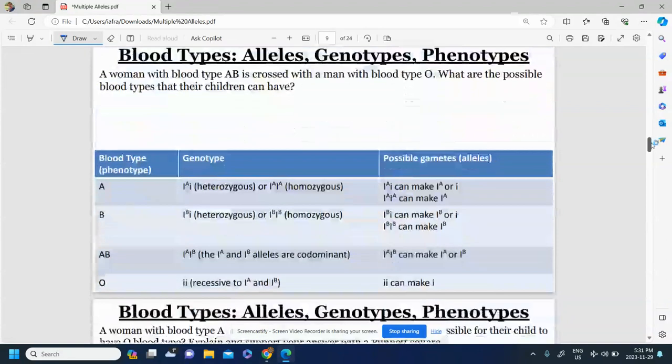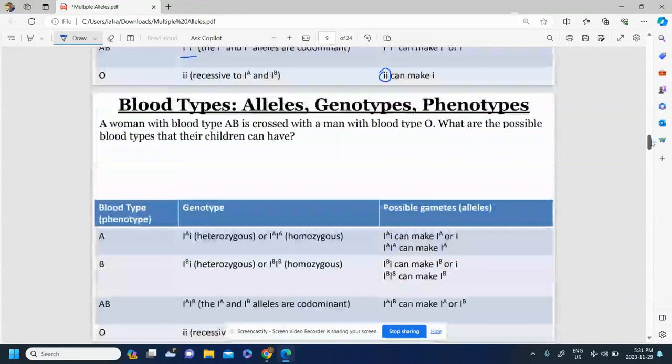So let's do our first problem here. A woman with blood type AB is crossed with a man with blood type O. What are the possible blood types that their children can have? So first, let's write the genotypes of the people that are mating here. So we have IA, IB for the AB individual. And then for the blood type O is simply little i, little i. And what we're going to do is we're going to make a Punnett square. So we're going to draw a square like this.